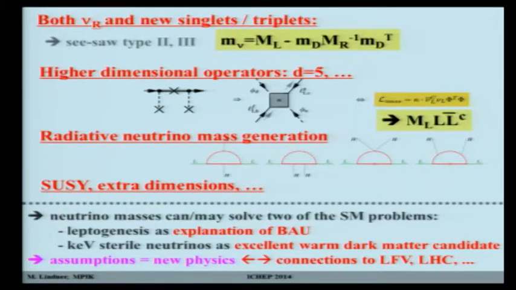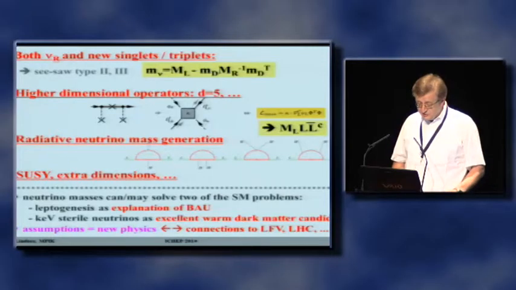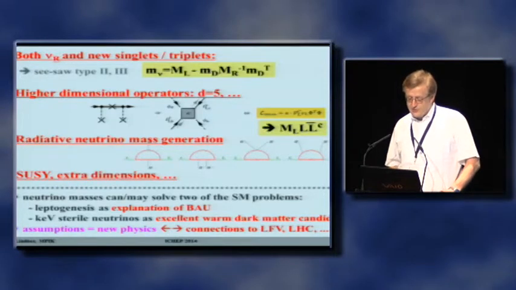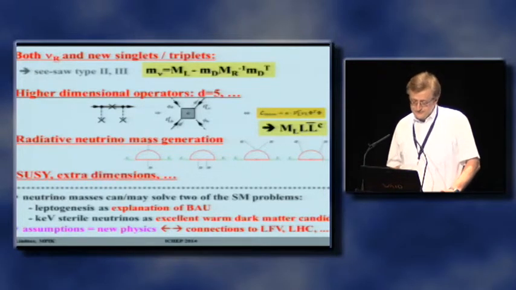We also know that neutrinos can solve some of the problems of the standard model. Leptogenesis is, to my mind, the best explanation of the baryon asymmetry of the universe. It works without too many adjustments. And the other thing is that keV sterile neutrinos are an excellent warm dark matter candidate, and I'll come back to that later. So there are these assumptions when we talk about neutrino mass, which is new physics, and that also shows immediately that there are connections to the LHC and lepton flavor violating physics, which people sometimes forget and which may become important in interesting ways.